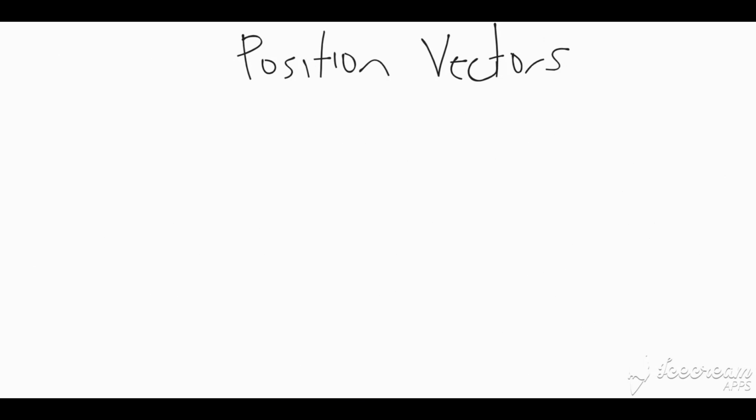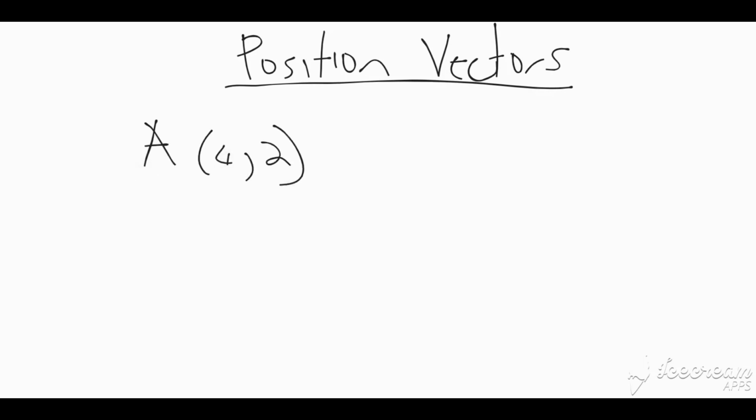We're now going to look at what we call position vectors. But to bring out this concept, we're going to examine 2 points on the Cartesian plane. Points, we also call them coordinates. So let's say we have A, which is (4, 2), and we have B, which is (-6, 3). We're going to put these 2 points on my Cartesian plane.